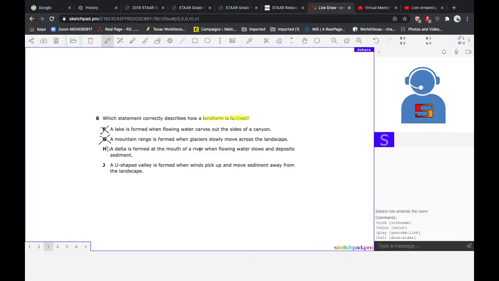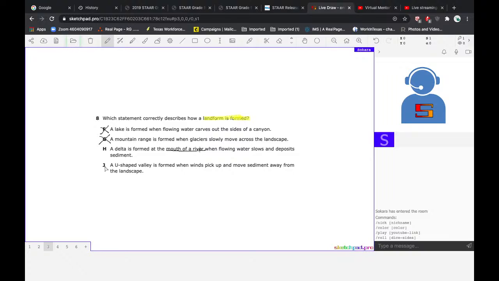Option choice H is saying a delta is formed at the mouth of a river when flowing water slows and deposits sediment. Now this sounds correct. This is correctly describing how a delta would be formed at the mouth of a river. This is a key phrase right here. That's how I remember it. That's how deltas are formed, when water slows and deposits sediment. So H is a possible answer choice.